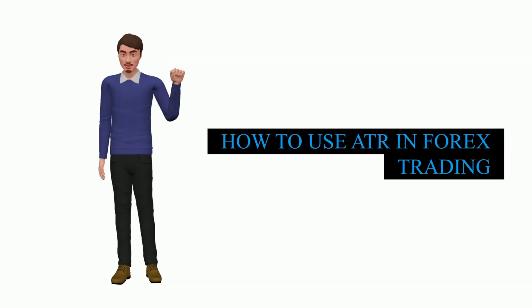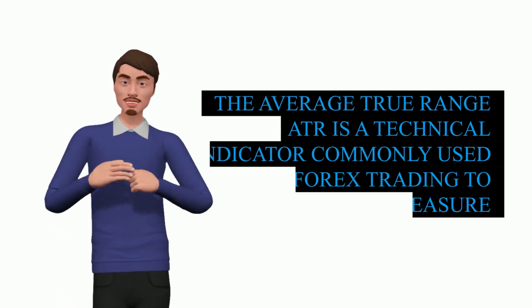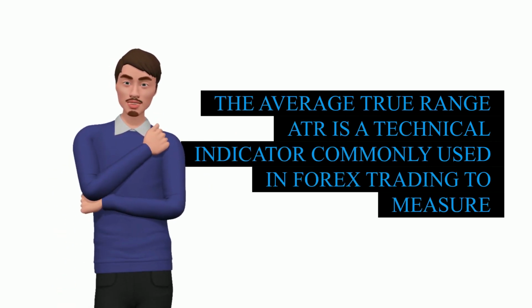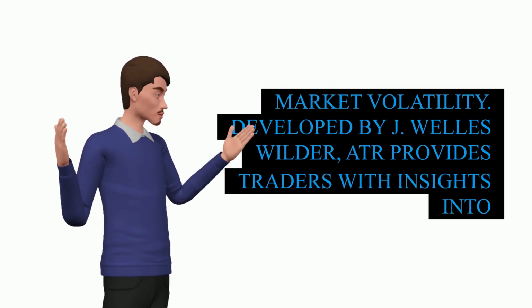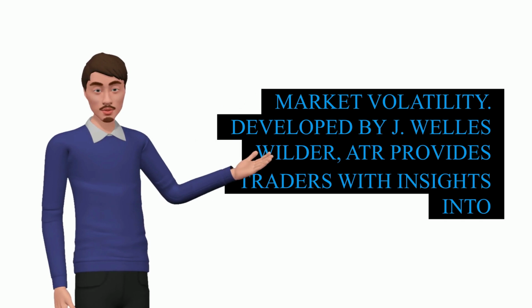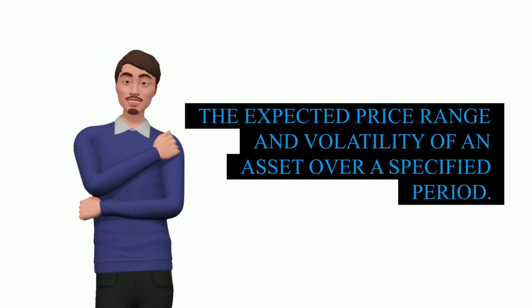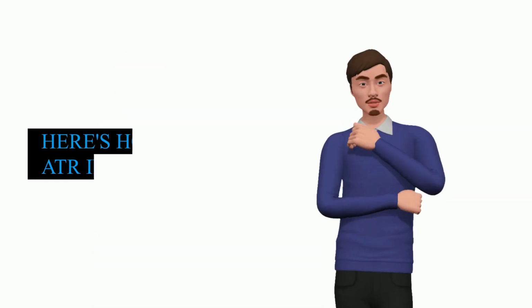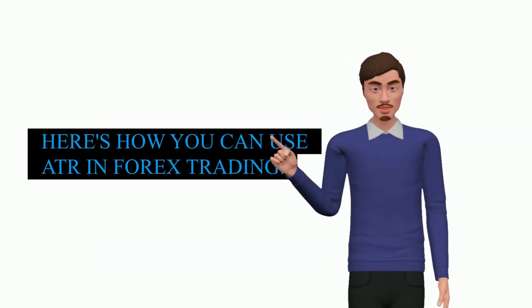How to use ATR in forex trading. The average true range, ATR, is a technical indicator commonly used in forex trading to measure market volatility. Developed by J. Wells Wilder, ATR provides traders with insights into the expected price range and volatility of an asset over a specified period. Here's how you can use ATR in forex trading.